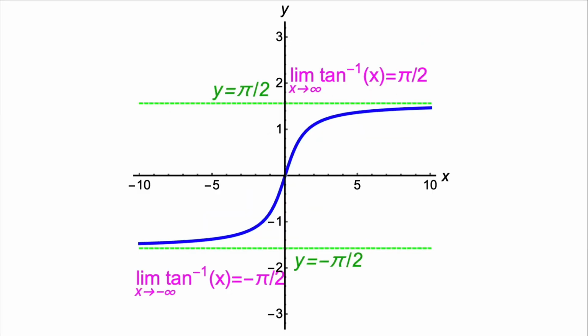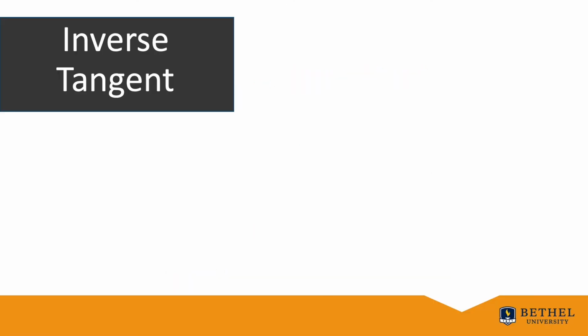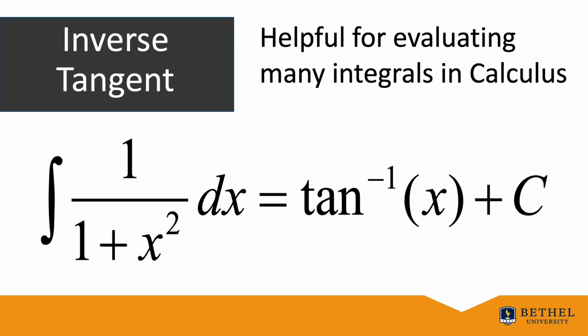In fact, the graph of the inverse tangent function has 2 distinct horizontal asymptotes at y equals +π/2 and y equals -π/2. Having 2 distinct horizontal asymptotes is pretty rare, and it's part of what makes the inverse tangent useful. Another reason the inverse tangent function is useful is that it comes up in evaluating integrals from calculus. These integrals turn out to have a lot of applications to differential equations and to real life.